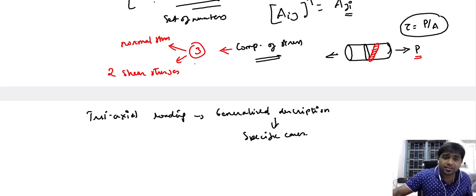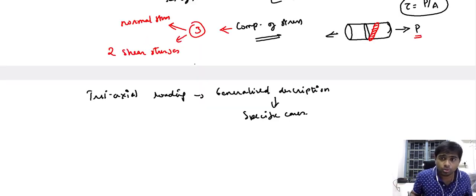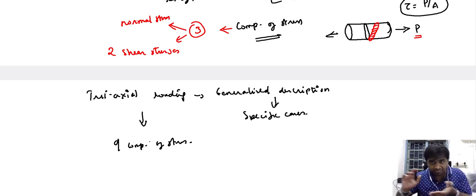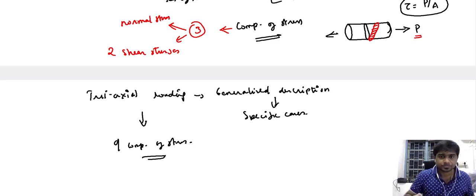So for that we can move away from the uniaxial tensile load to triaxial tensile loading. For uniaxial tensile load we need three components of stress to describe the mechanical condition experienced by the inclined plane. Therefore, for triaxial tensile loading we need 9 components of stress to describe the mechanical condition experienced by an inclined plane. Uniaxial inclined plane, 3 components of stress. Triaxial inclined plane, you need 9 components of stress.